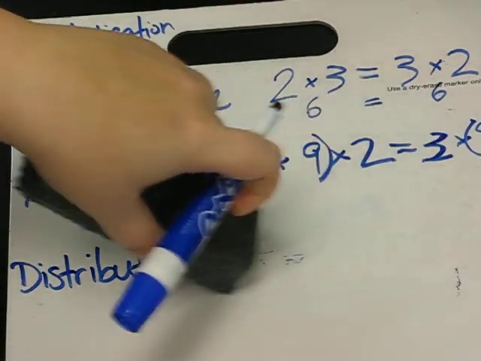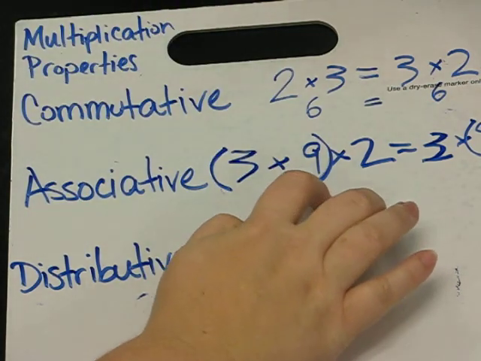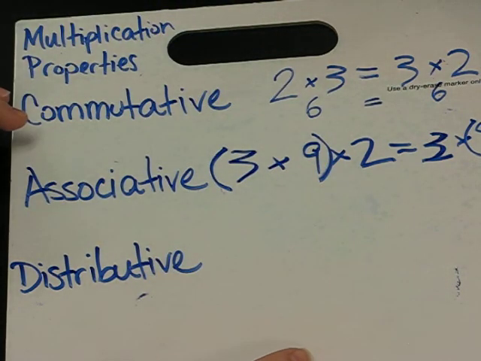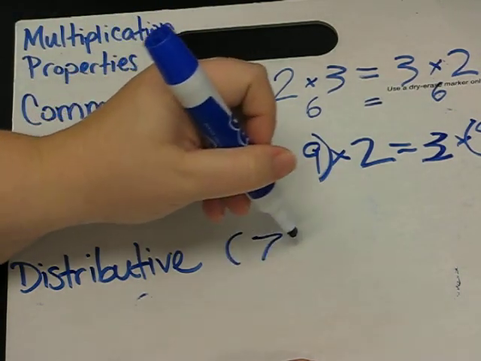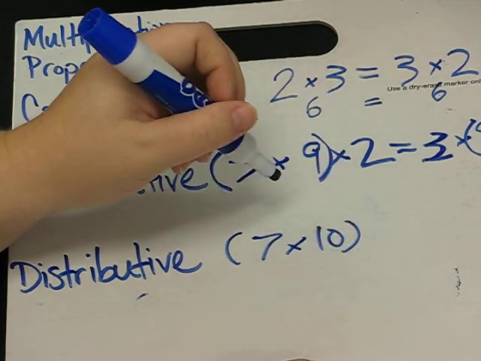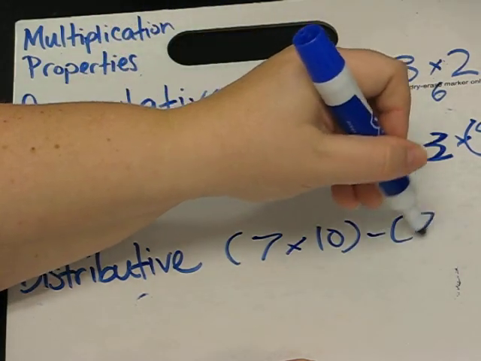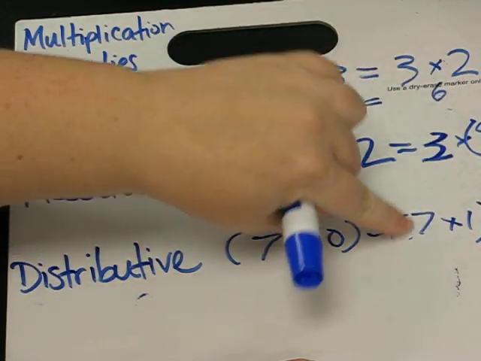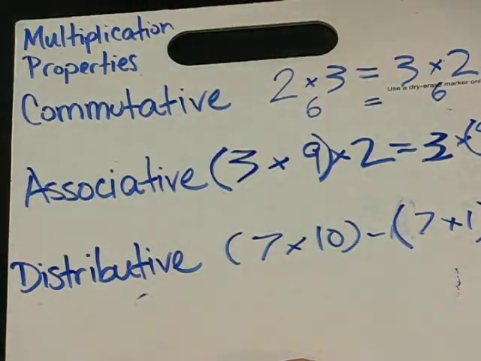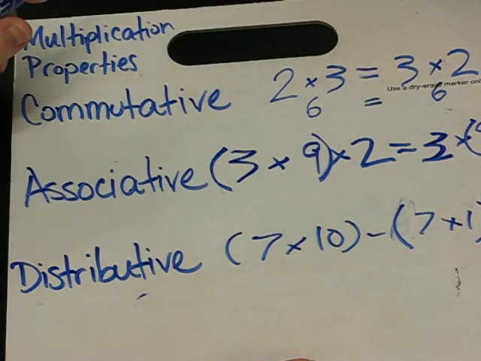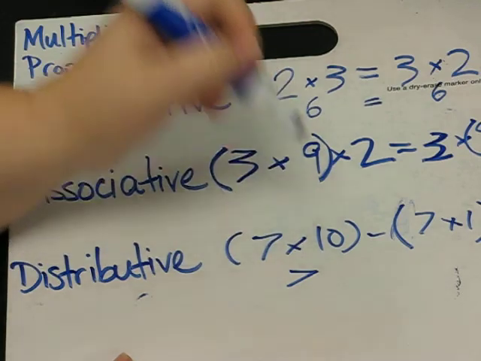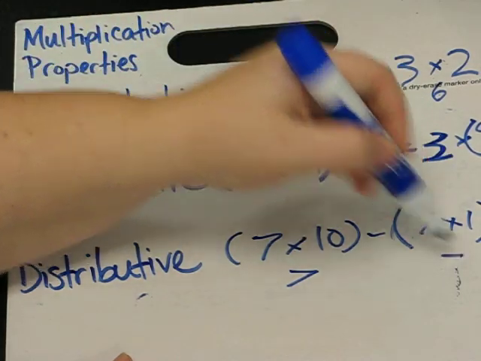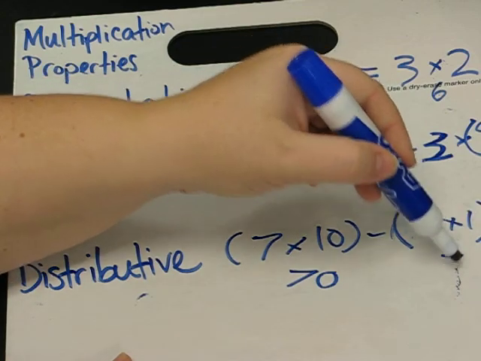Now, in distributive property, sometimes we're going to have the missing number, just like we did up here. So if I have the problem, let's see, 7 times 10 minus 7 times 1. Remember, this is a parentheses. Okay? Now, the best way to do this is to work out the problem. 7 times 10 is 70, isn't it? 7 times 1 is 7.